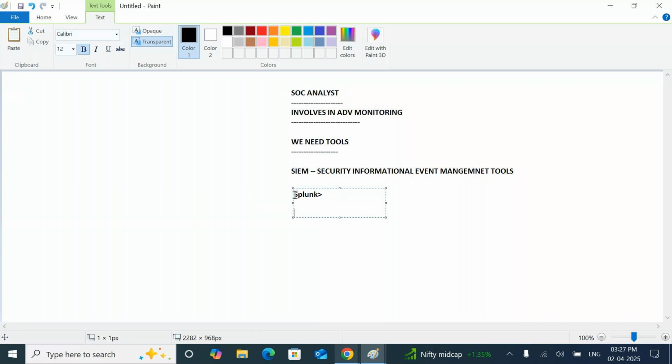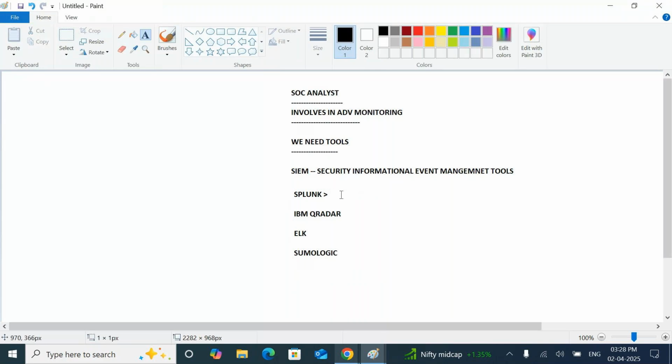Other than Splunk, there is IBM QRadar, ELK, Sumo Logic, and also Graylog, and McAfee, RSA Envision, and Log DNA. Multiple tools are there, sir. So in this case, we are talking about Splunk first of all, and the basics of IBM QRadar and ELK will also be covered. Splunk is now a Cisco company, sir.